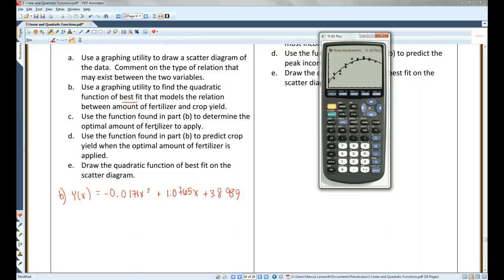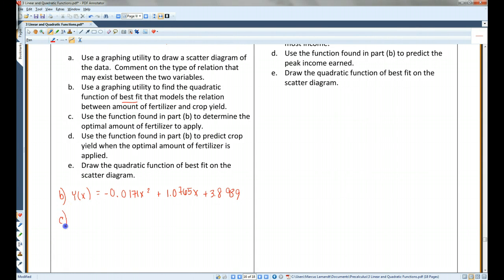Okay, so basically what they're looking for here is the maximum. And you guys all know how to find the maximum, so let's do it. I've got x equals negative b over 2a, which in this case is negative 1.0765 over 2 times negative 0.0171. This will give me approximately 31.5 pounds of fertilizer per 100 square feet.